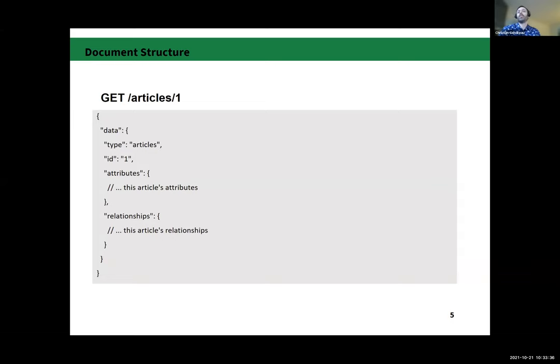The ID here, we're just using a numerical value, but it could be anything, of course. And the attribute section, which is the attributes of the main resource, and the relationships of that resource. That's the typical response that you will get, but it's also the same kind of envelope that you would use to interact for all the other operations except delete, maybe.